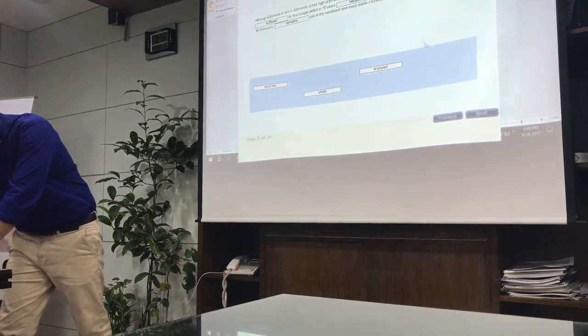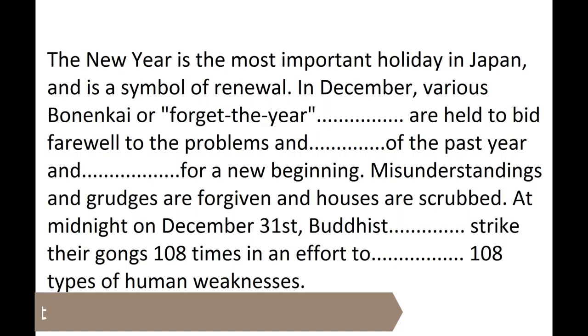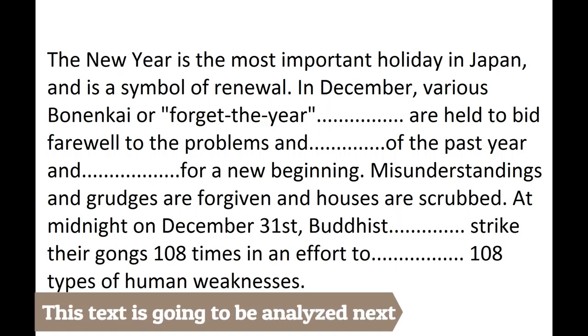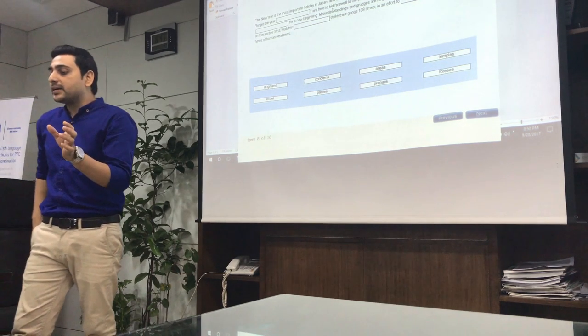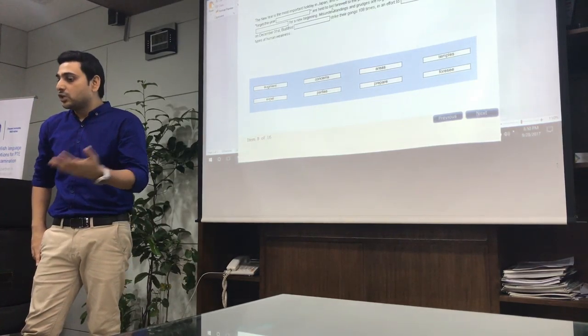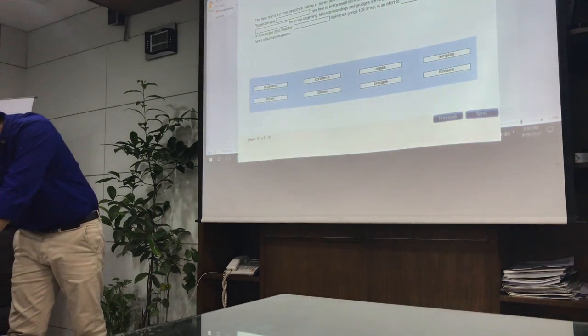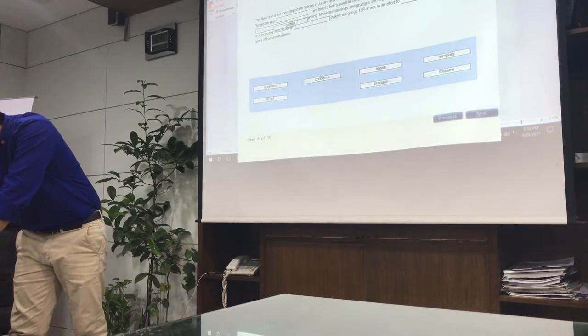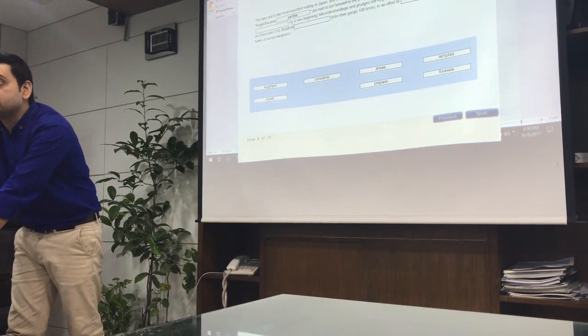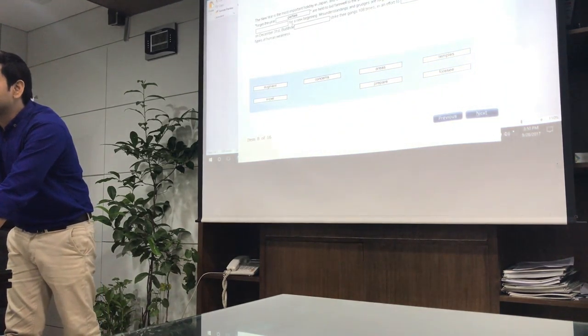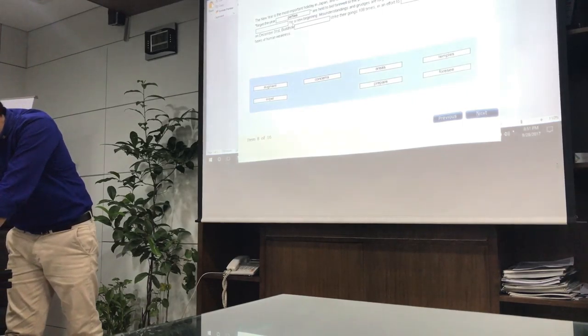Let's try to do the next one. For this text, the new year is the most important holiday in Japan and is a symbol of renewal. In December, various bonenkai, or forget the year, dash are held to bid farewell to the problems and dash. So they start talking about the new year festive. So that could be forget the year parties. Yes. Because no other words can make sense with this. Since it's a new year, they will do some parties, and these parties are forget the year, you know, they want to forget the past.